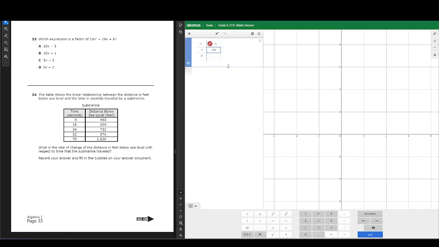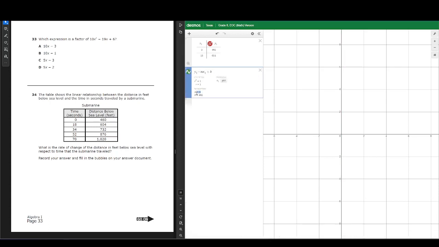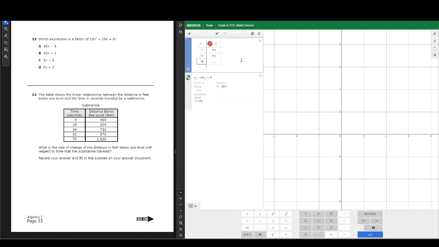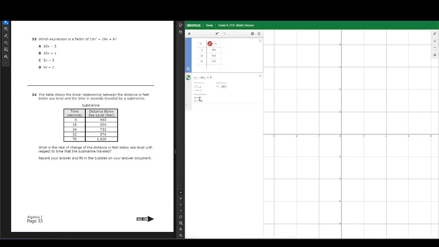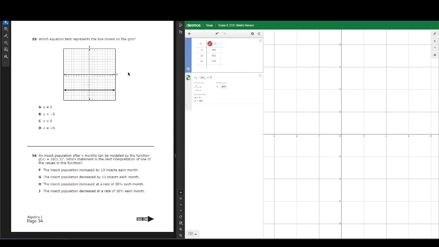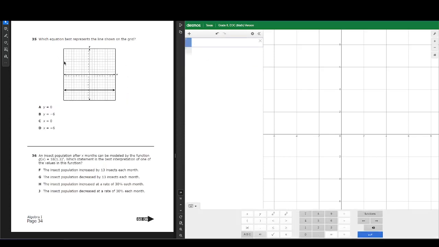I don't need the entire table if I want to use linear regression because it's going to be a perfect fit anyway. So I can do y1 is approximately mx1 plus b, and we get the slope is 8. If you're not sure if it's a regression, just put in another line. If I do 34 and 732, it's still a perfect fit. So this one's not a regression question, but we still got our answer: the rate of change is 8. So yeah, easy. Which equation best represents the line shown on the grid?